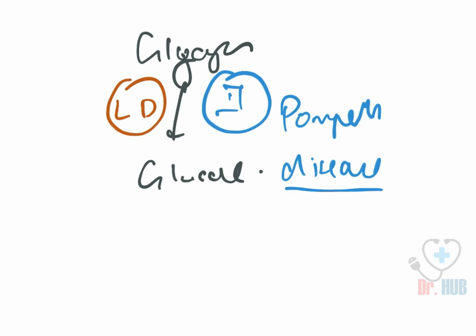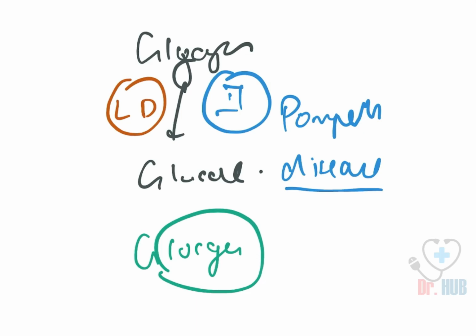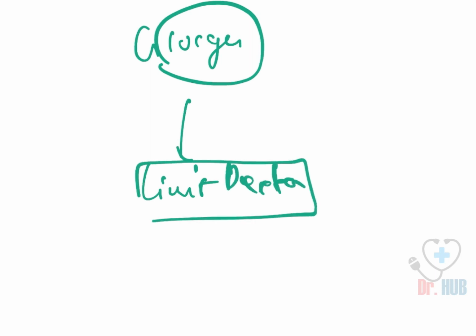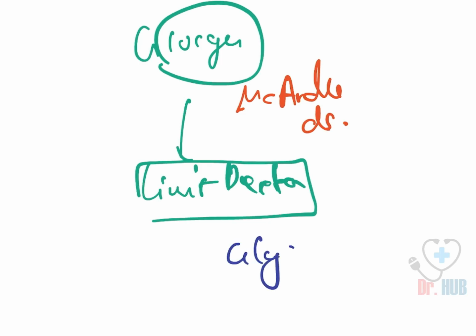And then we have the glycogen. The amylopectin was converted to the glycogen. The glycogen is then converted to the limit dextrin. In this step, the disease is McArdle's disease, and the enzyme, if you see, is nothing but the glycogen phosphorylase.